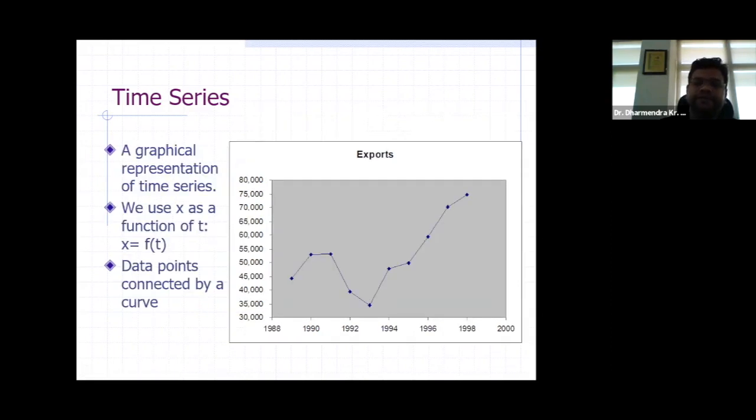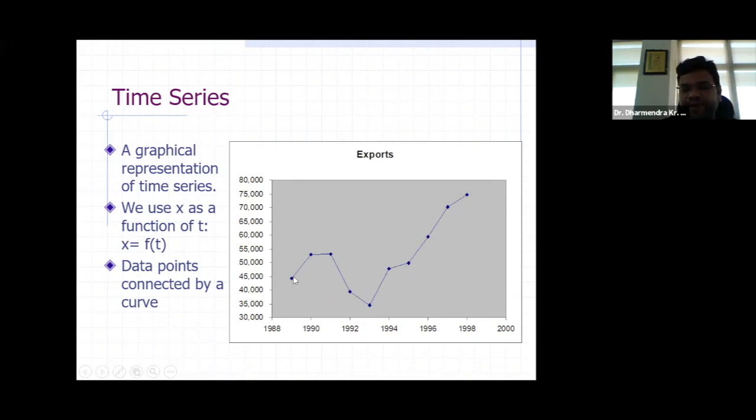This is a graphical representation. If you combine these particular points by a line, then this is called a trend line. It shows the trend of exports from different time points. This is called a curve, which is nothing but a function of time. With the help of this graph, the trend curve, we can find out the nature of exports from time to time.